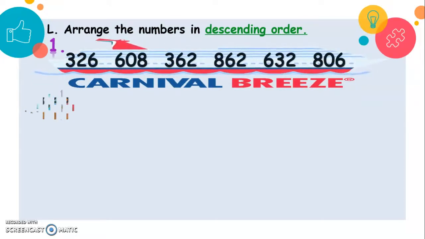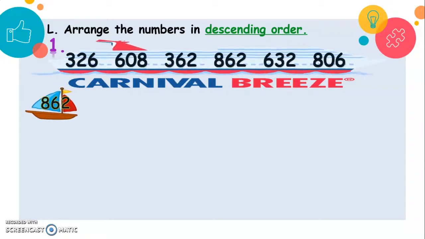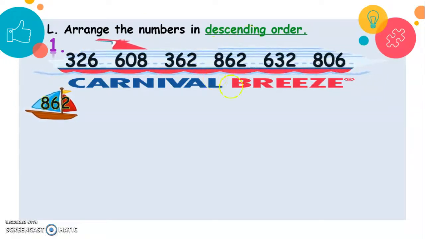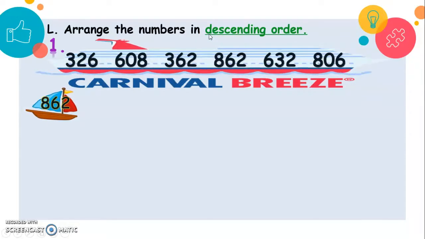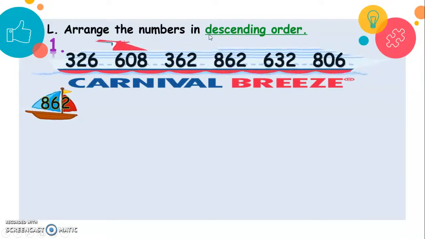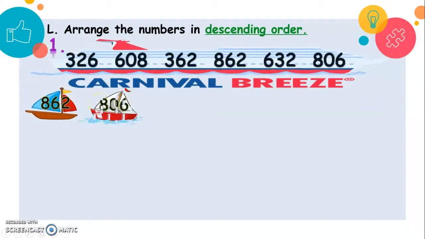So here, you have to start with 862. This means that for descending order, you have to write or order the numbers starting from the greatest number. This is the greatest number for this example, going down to the smallest number. Remember, descending starts with D and D for going down. So the greatest number is 862 and we go down to 806.